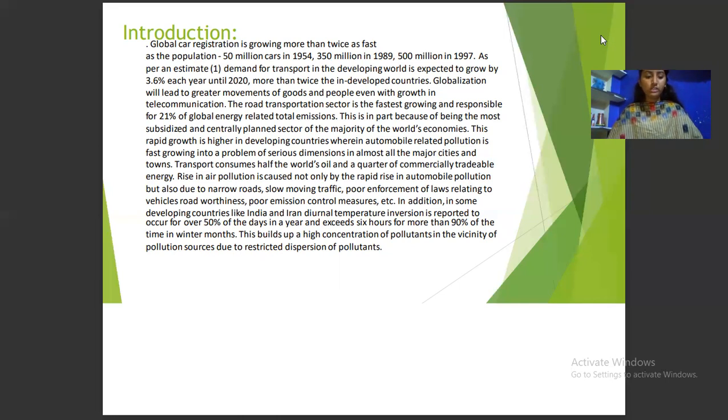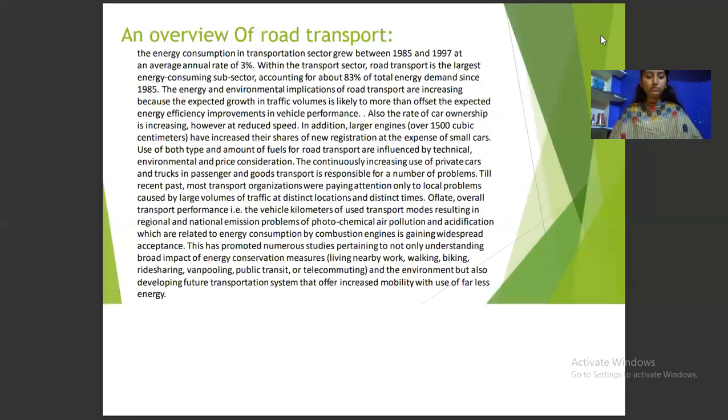In addition, in some developing countries like India and Iran, temperature inversion is reported to occur for over 50% of days in a year and exists for 6 hours or more for 90% of the time in winter months. This builds up a high concentration of pollutants in the vicinity of pollution sources due to resistant dispersion of pollutants.